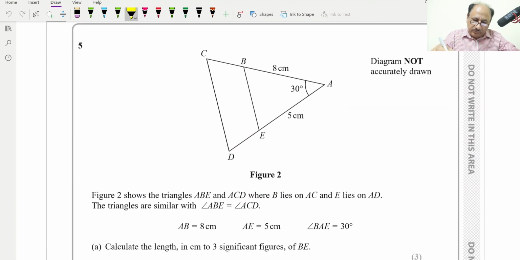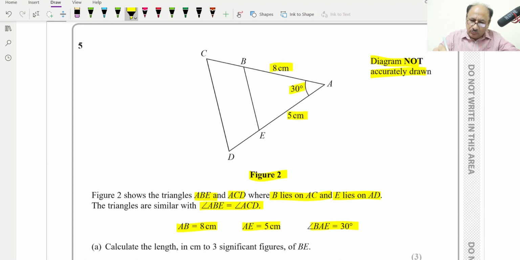Question number 5. Diagram is provided which is not accurately drawn. Figure 2 shows the triangle ABE and ACD. B lies on AC and E lies on AD. These two angles are also same, AB length, AE length, and angle BAE is equal to 30 degrees.